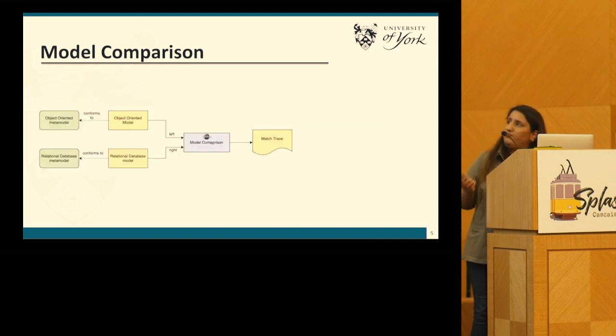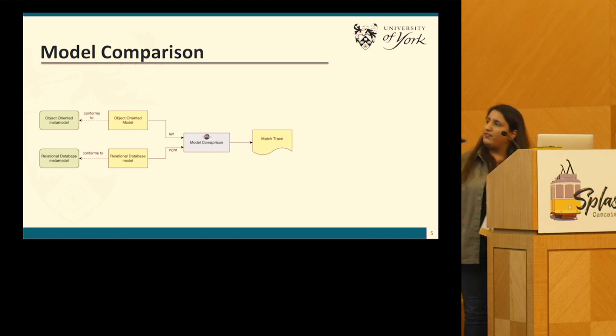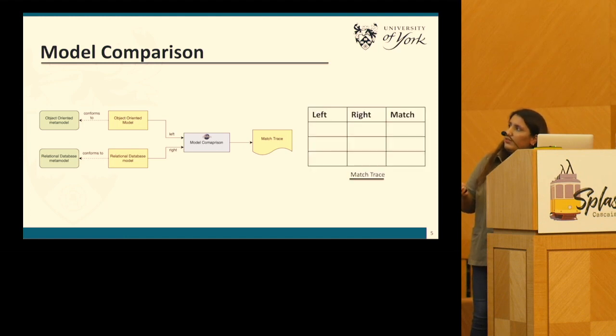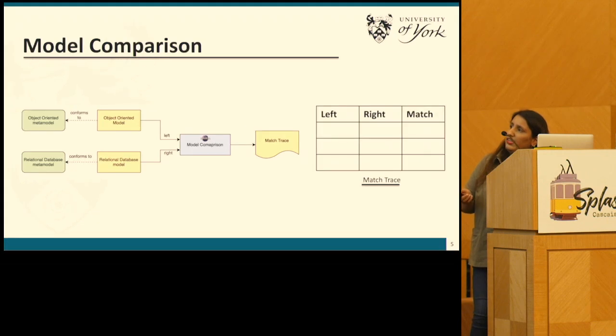Here is a depiction of what model comparison looks like. We have an object-oriented model and a relational model. We put these two as input, and they correspond to their respective metamodels. Then the model comparison task will yield a match trace. And what is a match trace? It's nothing but a table that looks like this. We have left elements, and we have right elements, and then we have a Boolean flag that shows if these elements match or not.